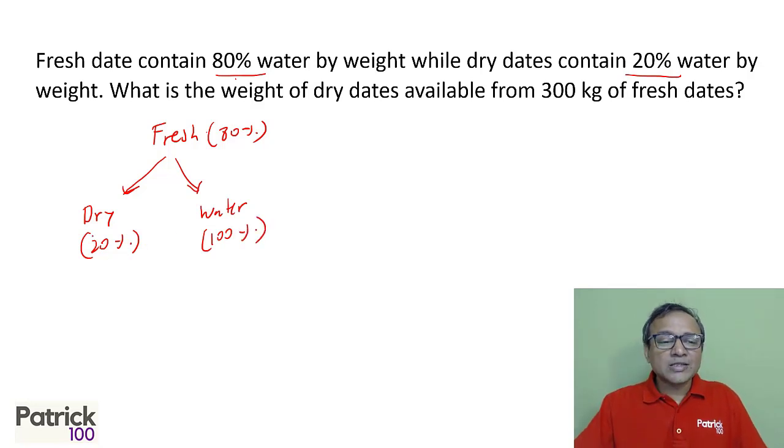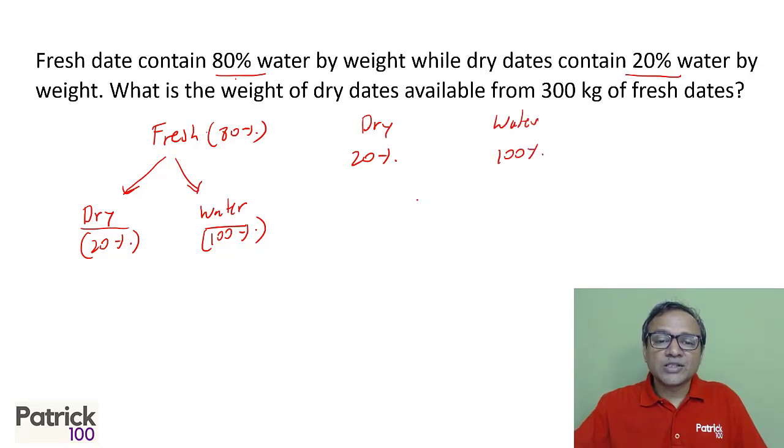One more way of looking at it is you're mixing dry dates and water to get fresh dates. So you can use alligation. You're mixing dry dates, which is 20% water, with water, which is 100% water, to get fresh dates, which is 80% water. If you do alligation, you get the ratio of 20 and 60, which is 1:3.